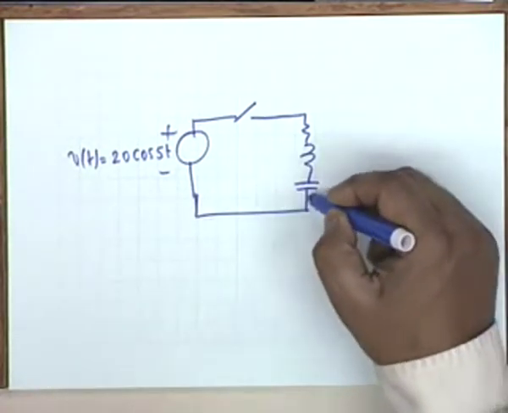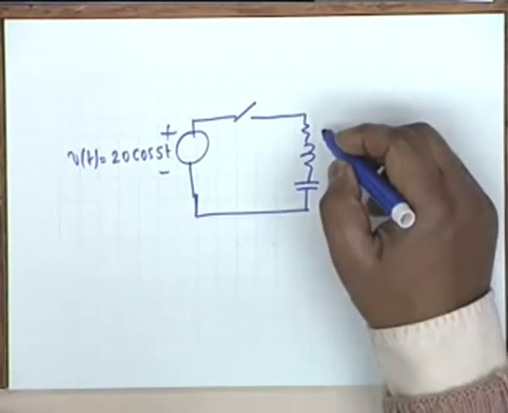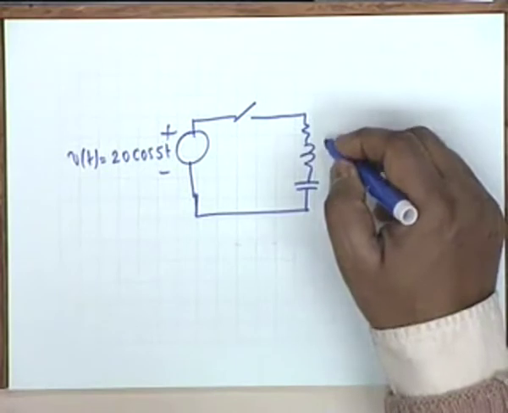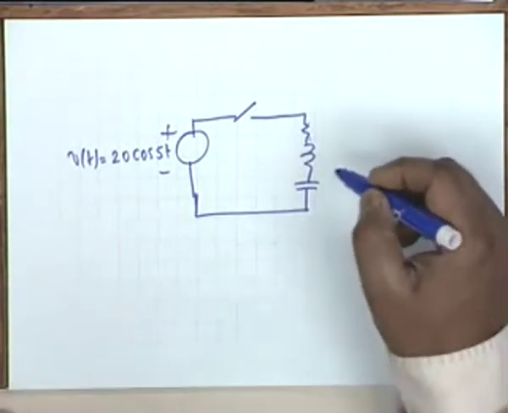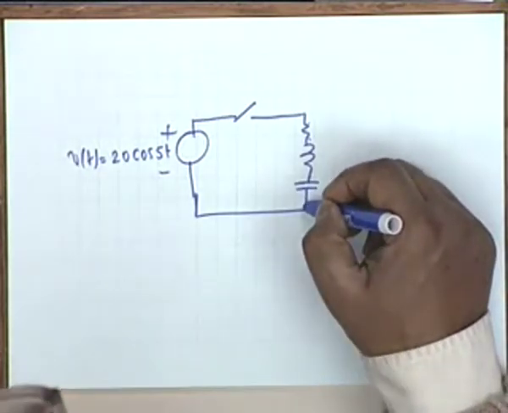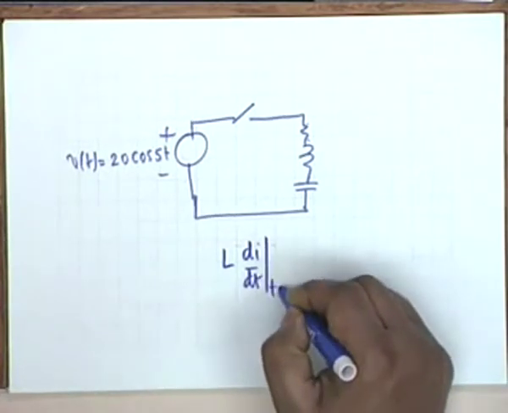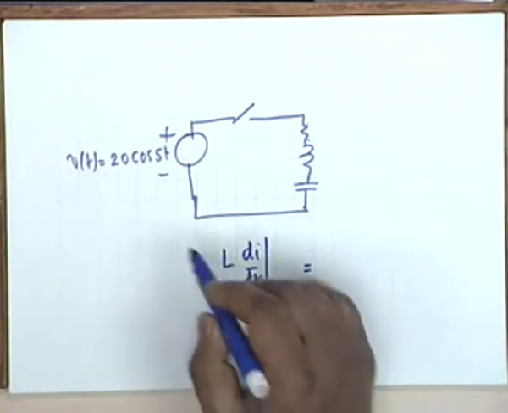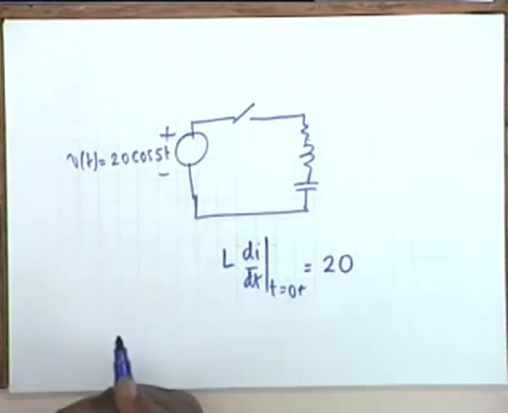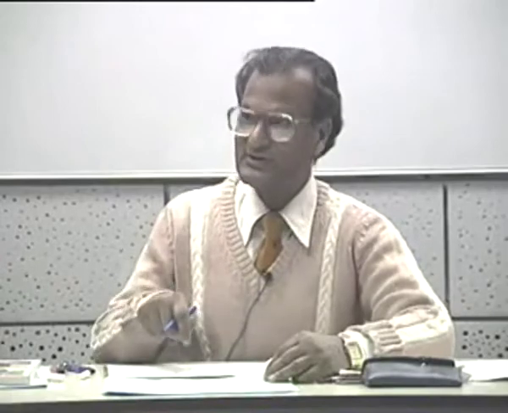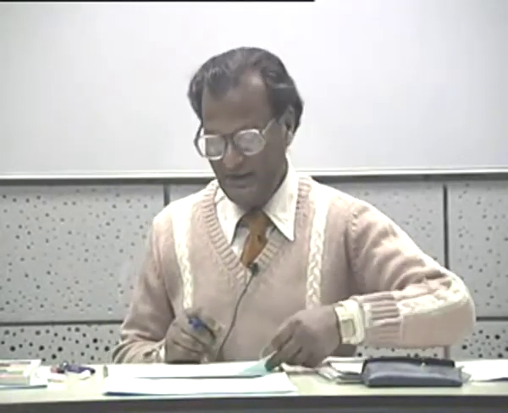Okay, Vc at 0 minus is 0, so Vc at 0 plus must be 0. Now the current at 0 minus is also 0, so the drop in R and the drop in C both are 0. Therefore L di/dt at t equal to 0 plus must be equal to the voltage of the source, so it's no longer 0. You have to look at the conditions of the circuit to determine the initial conditions.